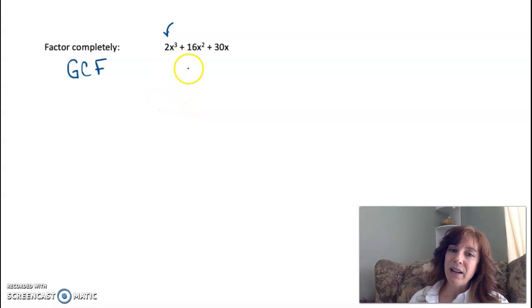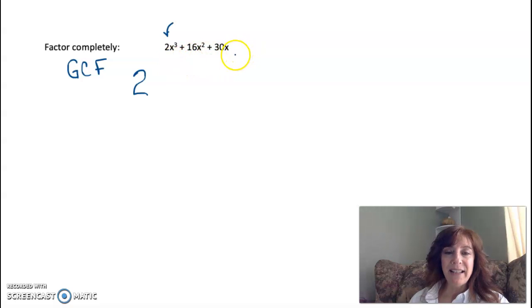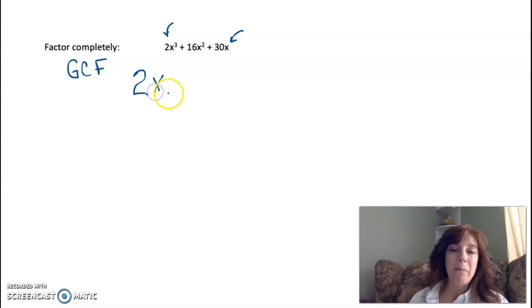What do they have in common? For numbers, they're all even numbers. So I have a factor of 2 that can be divided out of each one of those terms. In letters, they all have x's. The most x's that any term has is this x to the 1 power. So every term can be divided by an x. So 2x is my greatest common factor.